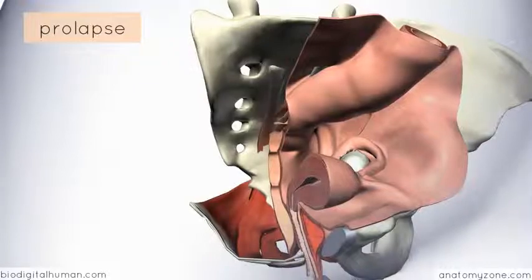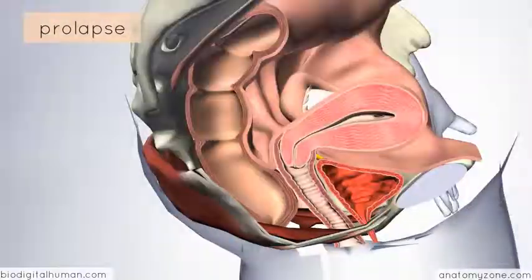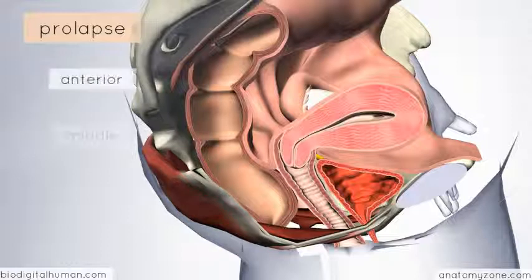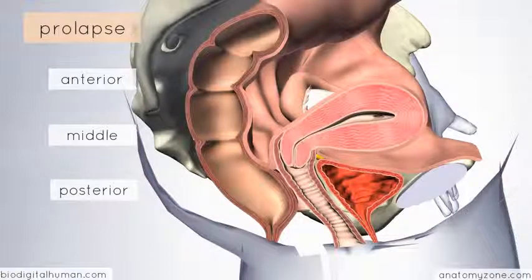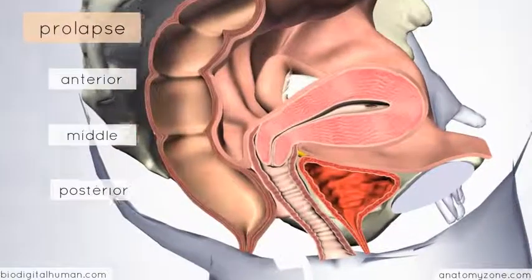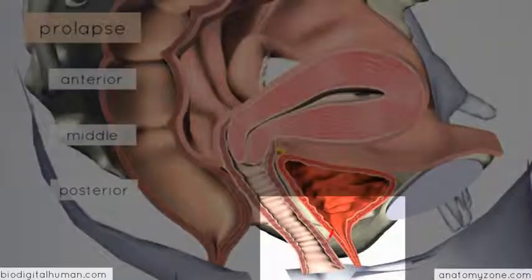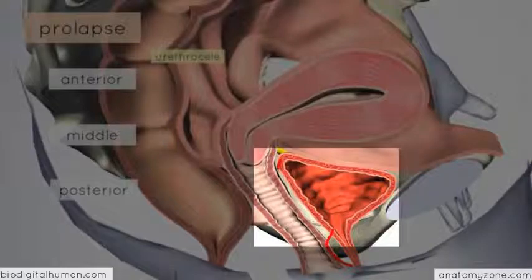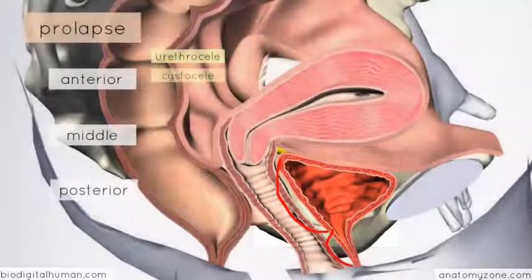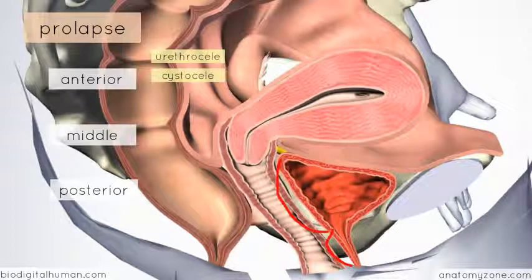In terms of the types of prolapse that you can get, it's useful to think in terms of anterior, middle and posterior compartments. Anteriorly, you can get a bulging out of the urethra into the anterior vaginal wall, like that. This is called a urethrocoele. Likewise, you can get the bladder bulging into the anterior wall a little bit higher up. That's called a cystocoele. If you get both of the two bulging into the vaginal wall, this is called a cystourethrocoele.